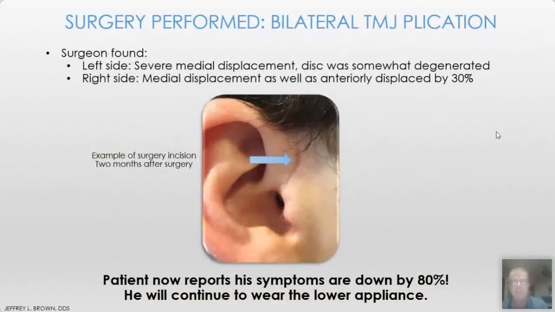There's the incision that Dr. Gregory does. A couple months post-surgery, that's 2 months after surgery, that's all that you see. So yeah, severe medial displacement. Disc was degenerated.